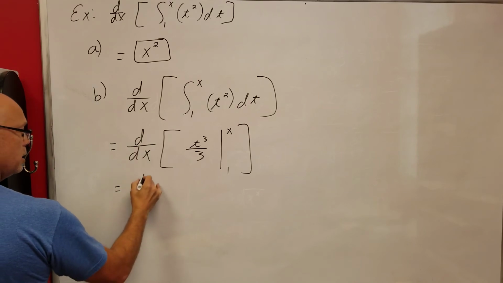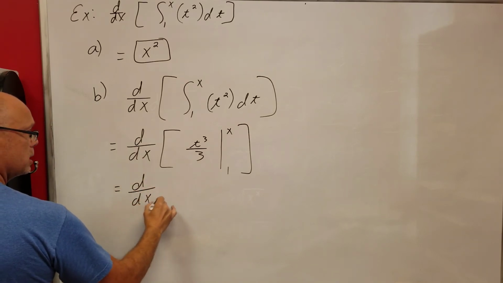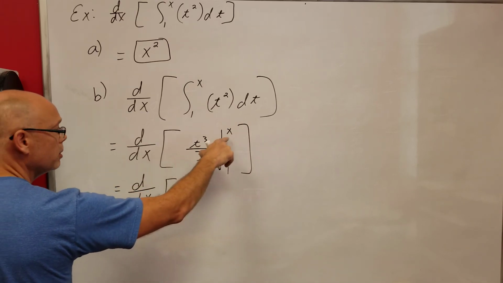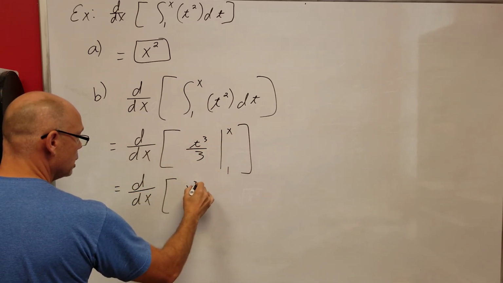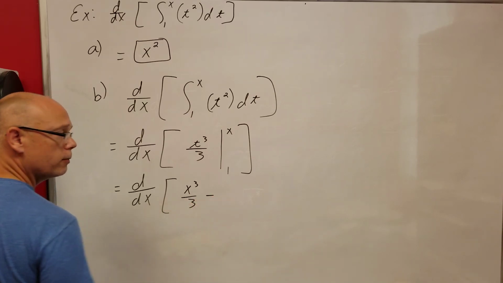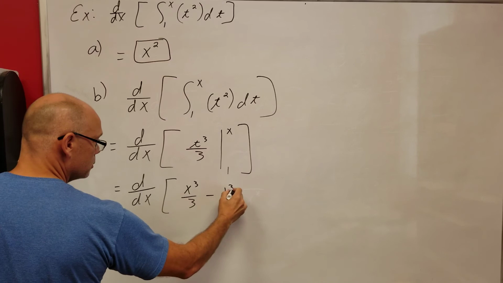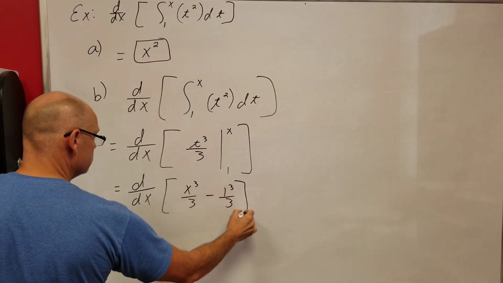So that's going to be the derivative with respect to x of, evaluate this antiderivative at my upper limit, x cubed over 3, subtract from it this antiderivative evaluated at 1, 1 cubed over 3.